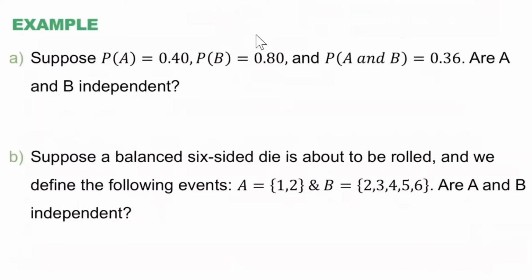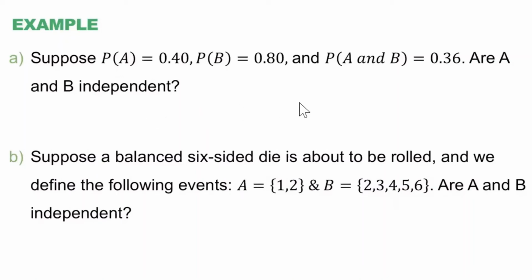The first one, let's see what is given. Suppose probability of A is 0.40. Probability of B is equal to 0.80. Probability of A and B is given, and we have to check whether A and B are independent or not. One more time: probability of A is 0.40, probability of B is 0.80, probability of A and B is 0.36. We have to check whether they are independent or not.